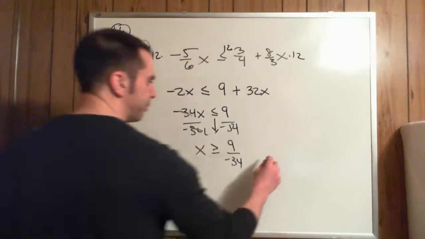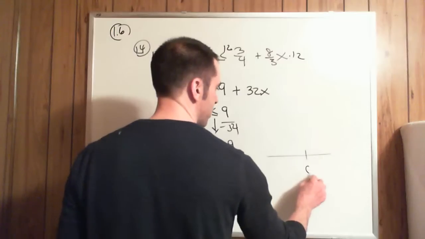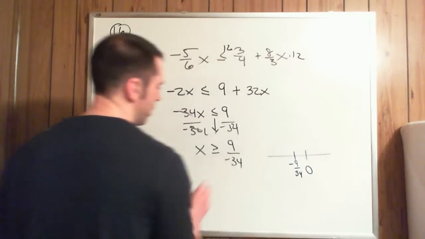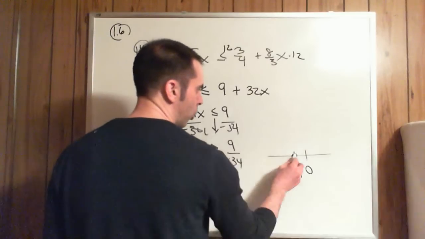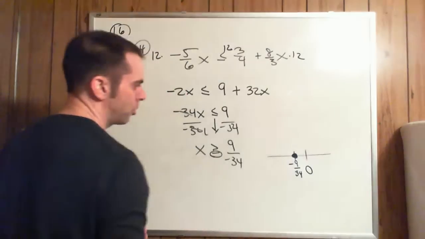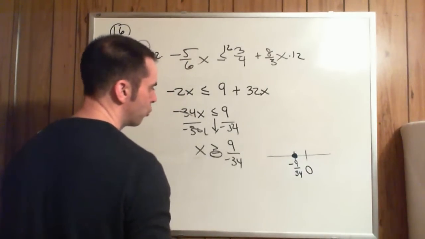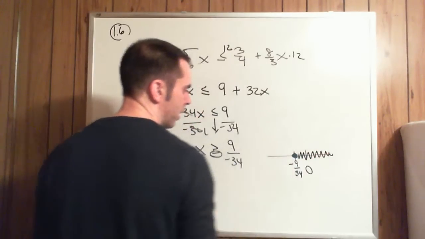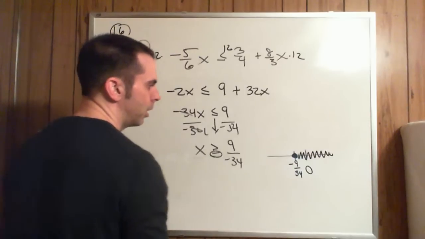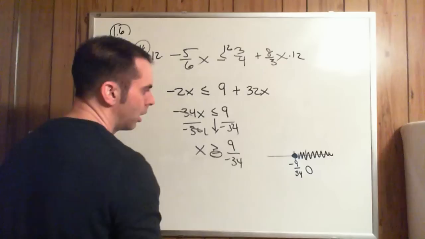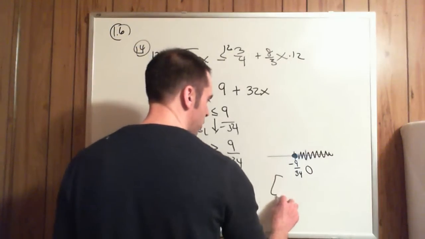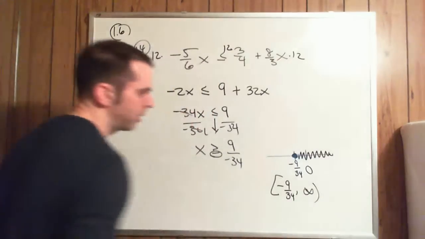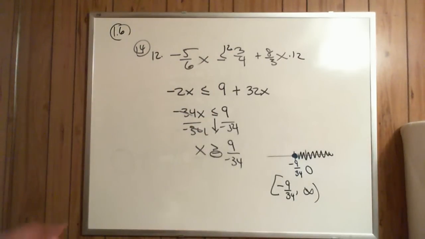Now, in graphing it, it's a pretty small number. This is 0. This would be negative 9 over 34. Because we're including it now, we're going to get a closed circle. And all numbers greater than or equal to this will be shaded to the right. There's the graph. This is 0, or the origin. In interval notation, it would be a bracket at negative 9 over 34 to positive infinity. And of course we can never include infinity because we don't reach it.